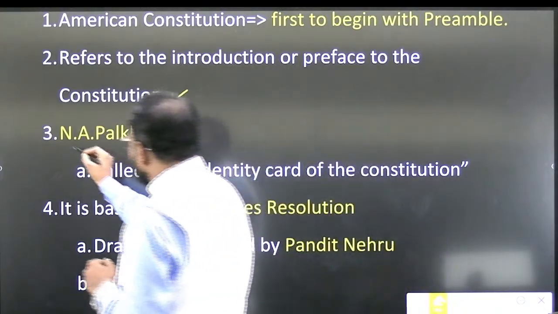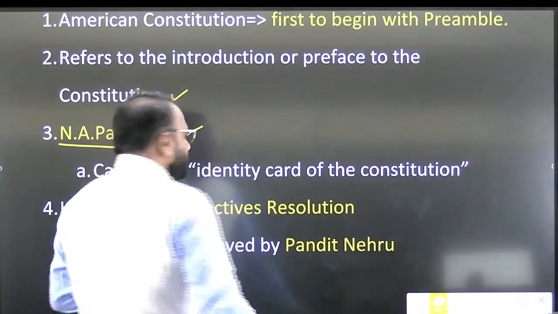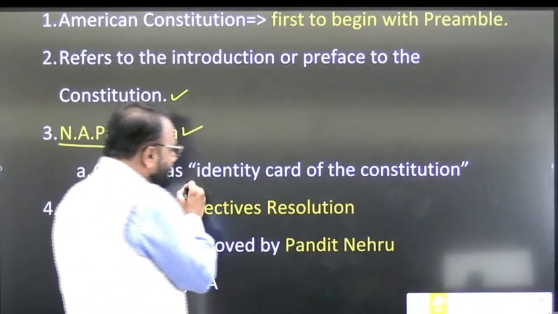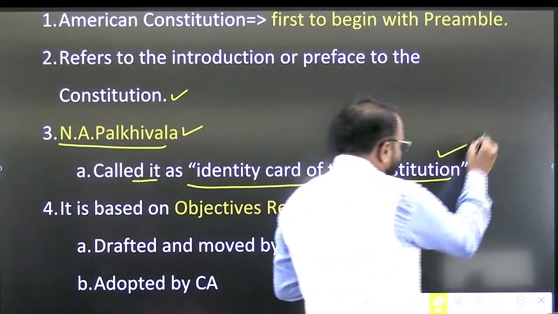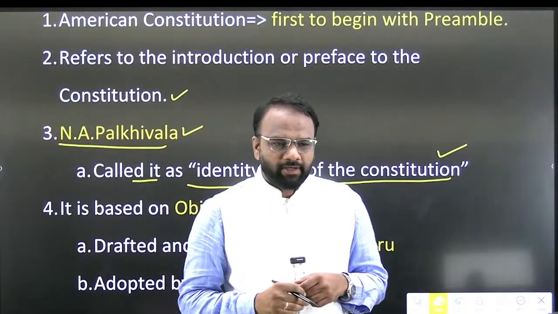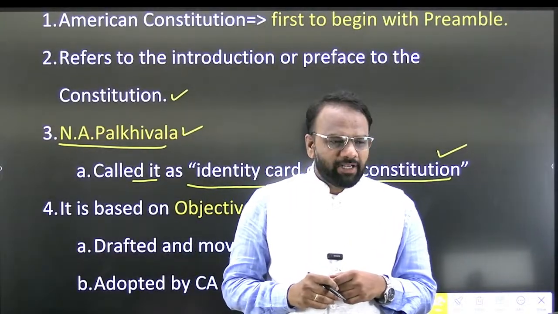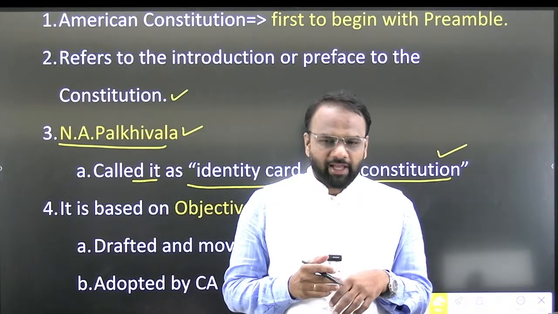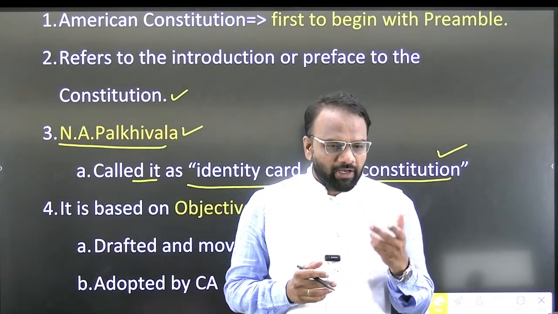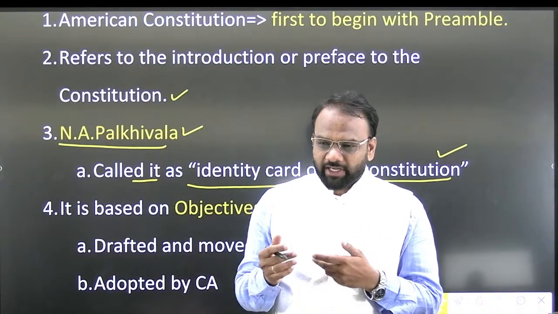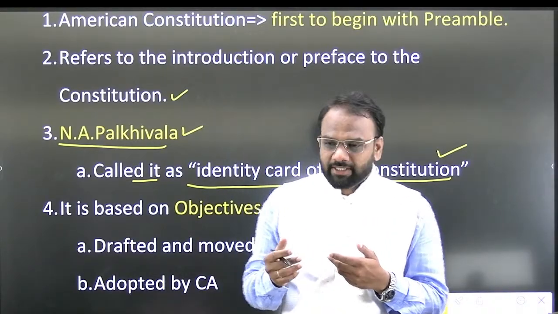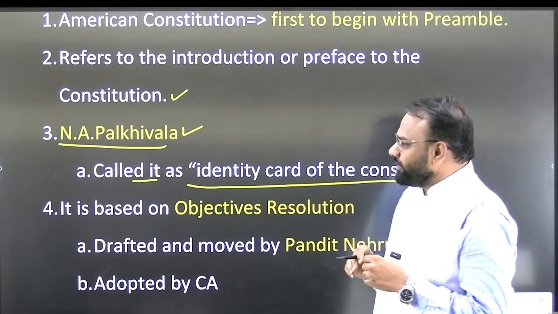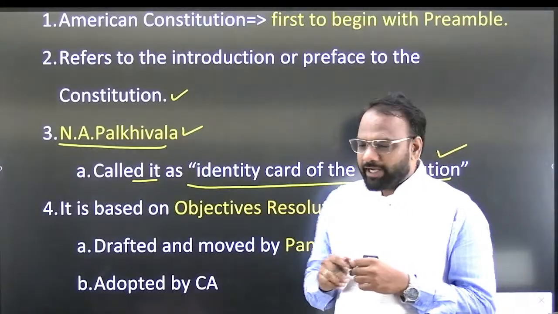There is a personality called N.A. Palkiwala, a historical personality. He called the preamble the identity card of the Constitution. Different personalities and different organizations have identities. For example, if you consider me, I am the founder of Paritranaya IAS Academy. If I look at your identity, someone is a doctor, someone is an engineer. In that sense, what is the identity card of the Constitution? It is the preamble. So who said it?